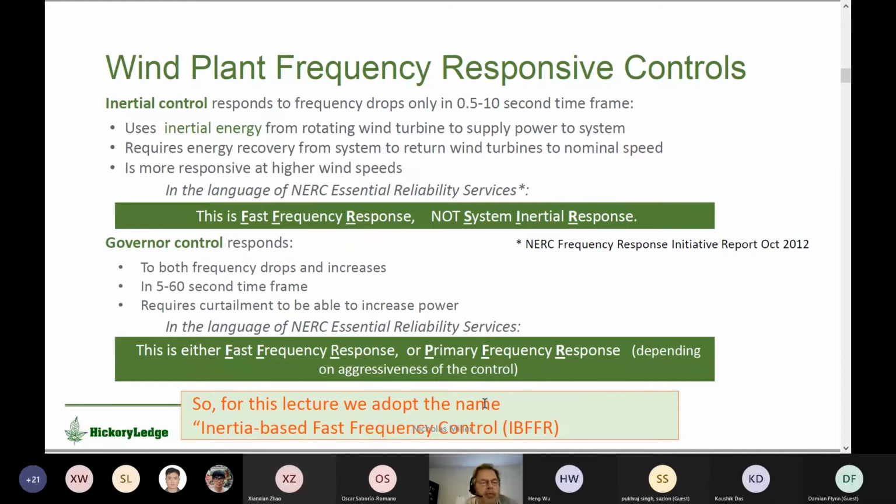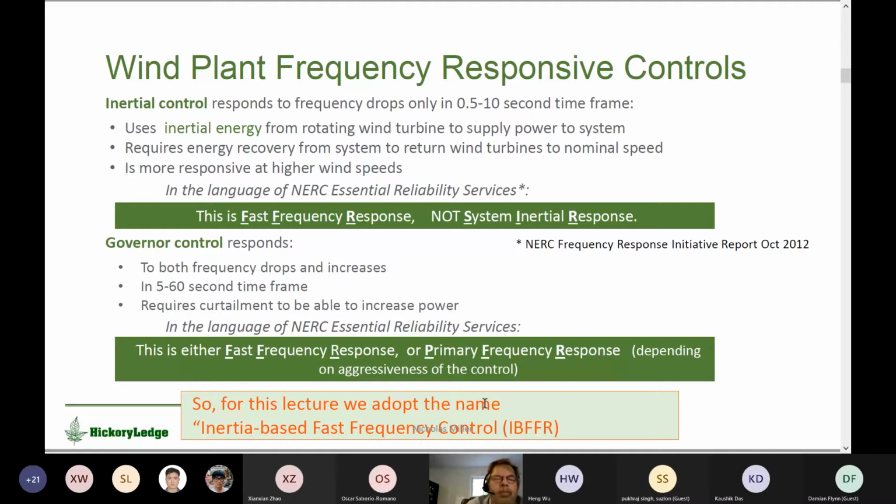And primary frequency response has historically been what has been delivered by governors on synchronous machines. So frequency drops, the governor sees the speed as a proxy for grid frequency decline and puts more fuel into the turbine, whether it be a fossil turbine or a hydro turbine. That's been the mechanism. That is so-called primary frequency response. It is sustainable. And in that sense, it is different than fast frequency response, but these things overlap. It's partly a question of speed and sustainability.